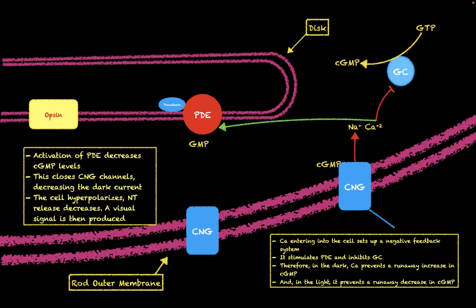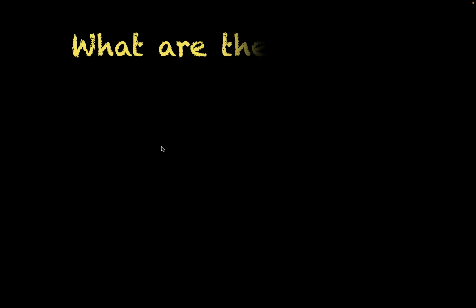Therefore, in the dark, calcium is going to prevent a runaway increase in cyclic GMP, and in the light, it's going to prevent a runaway decrease in cyclic GMP. And this particular negative feedback cycle is going to be important in the photoreceptor response. So now that we know how the cell is going to respond to light, let's talk about the photoreceptor response. What we're going to do is use what we learned in this video and explain what it is.